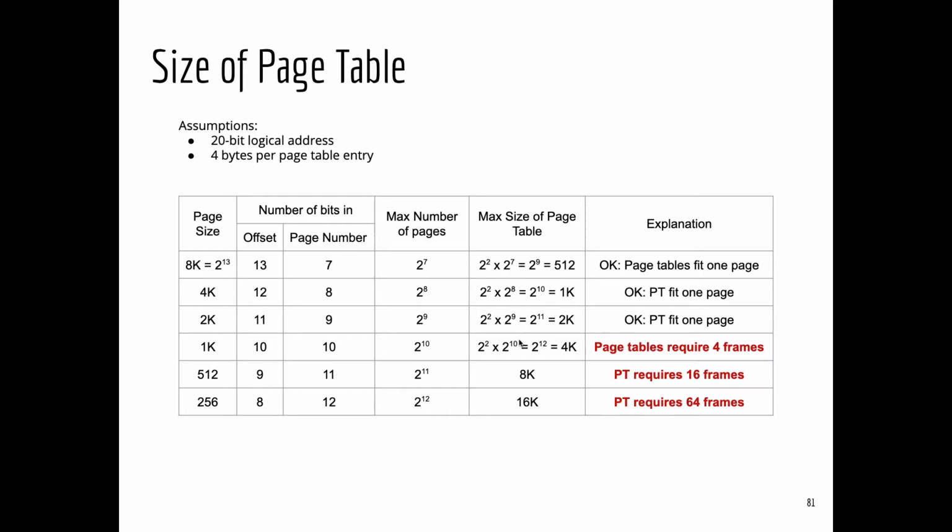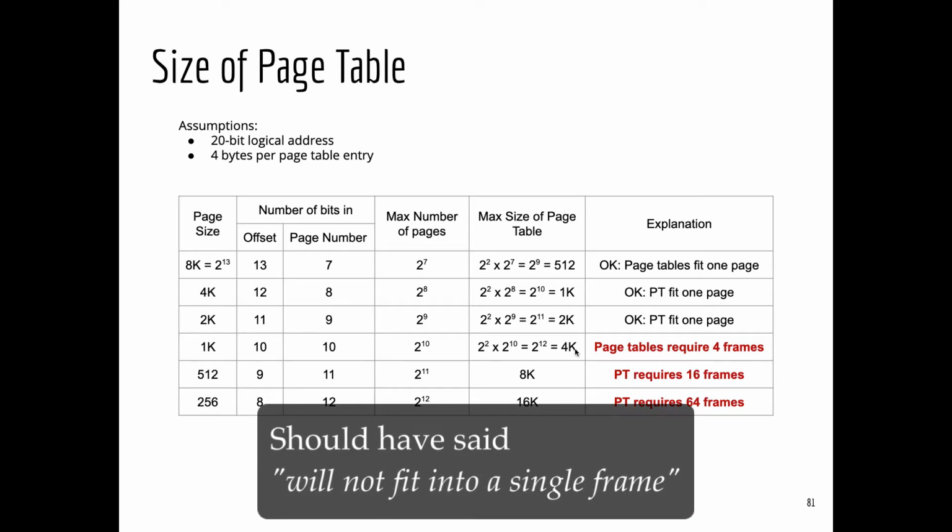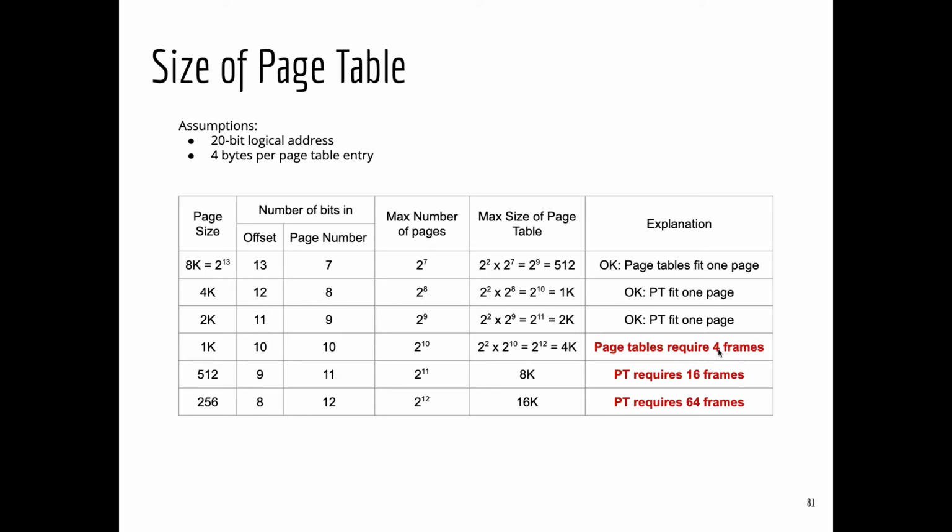And this is a problem because your page is only 1K and your page table may be as big as 4K, which means your page table will not fit into a single page. So your page table may span across 4 different frames. This would be an issue because in order for the memory hardware to work, the page table must be contiguous. So when the page table spans across multiple frames, there's no guarantee that the page table will be contiguous.